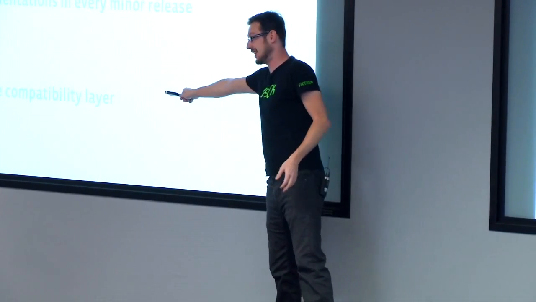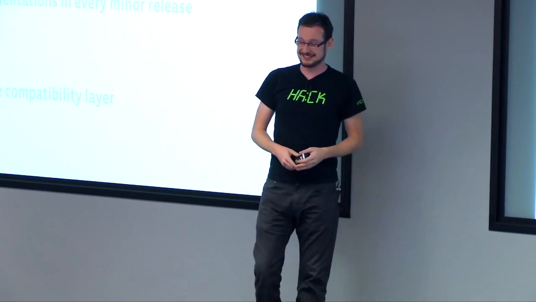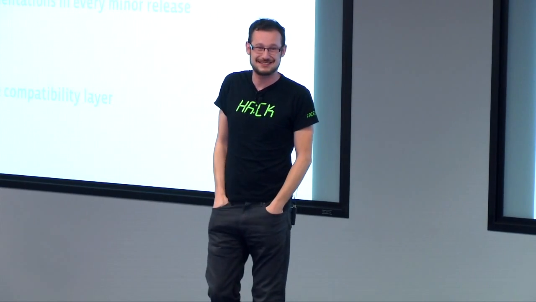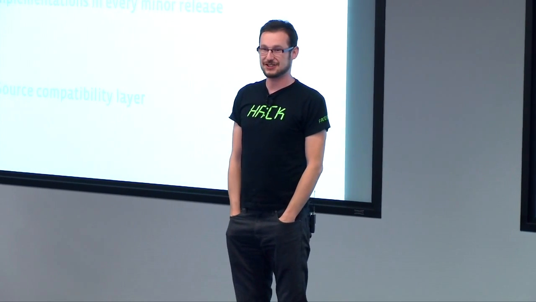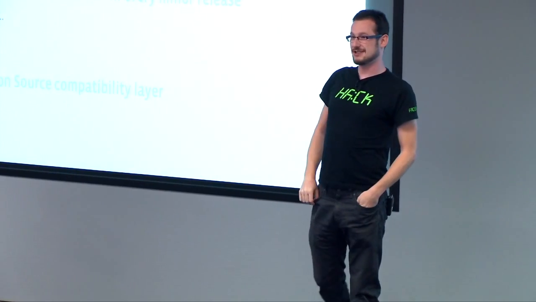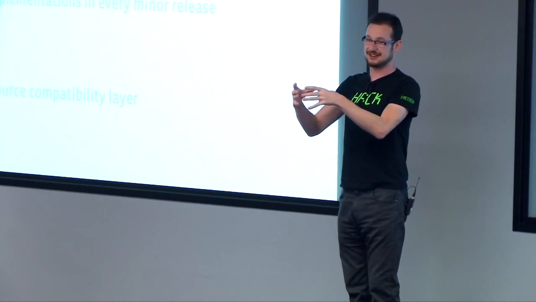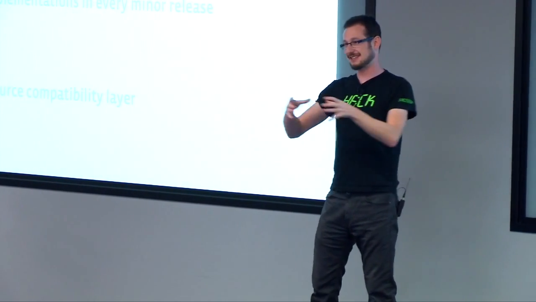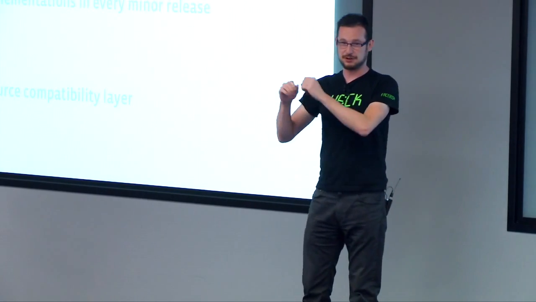But there is one other crazy thing that you might have seen, this source compatibility layer that I was trying to make work last year, and it turns out it actually did work. Basically, if you have a PHP extension that's just sitting there as PHP source, you copy it into the HHVM tree, and then you compile.